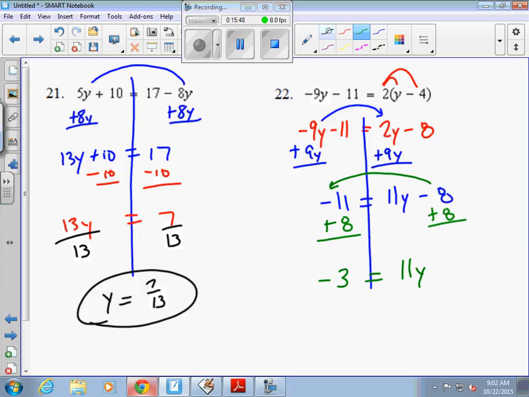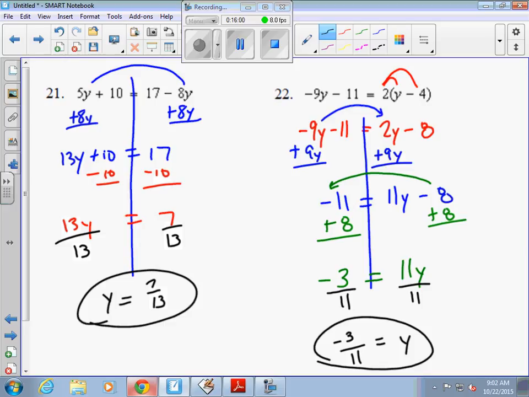Undo 11 times something by dividing by it. Do the same to the left. Negative 3 divided by 11 is simply negative 3 over 11. There's no numbers that go into both of those. Y equals negative 3 over 11.